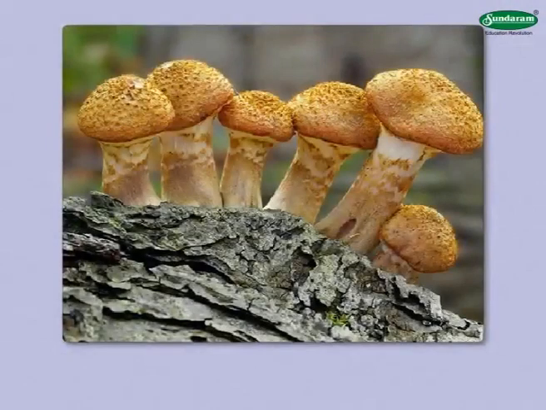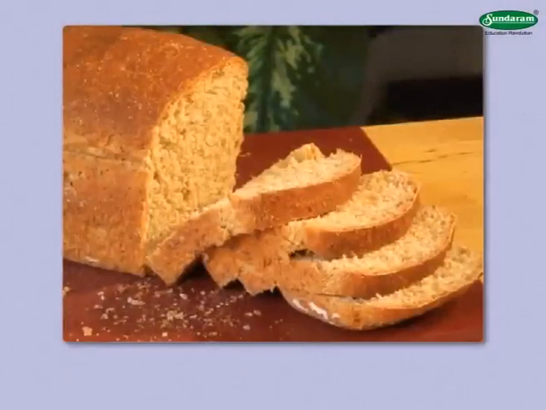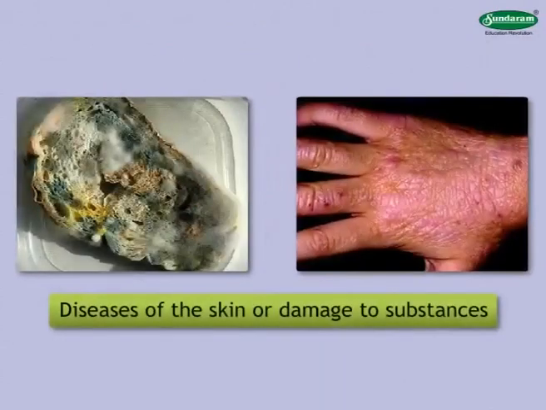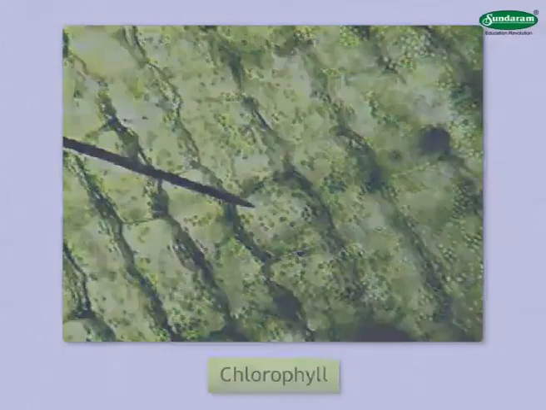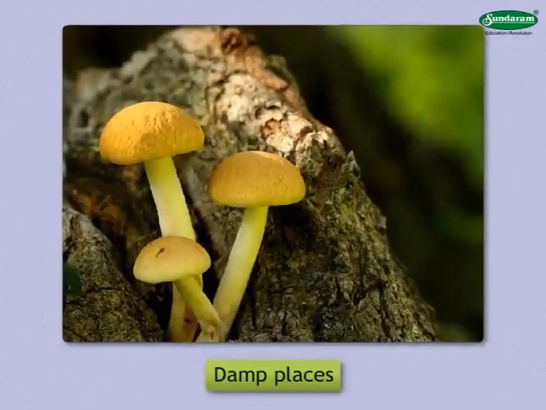Now coming to the next microorganism, fungus. Some fungi are useful, while some are harmful. The harmful fungi cause diseases of the skin or damage to substances. These plant cells do not contain chlorophyll, so they are parasites. They grow in damp places on organic substances.